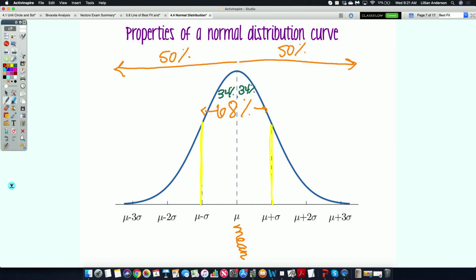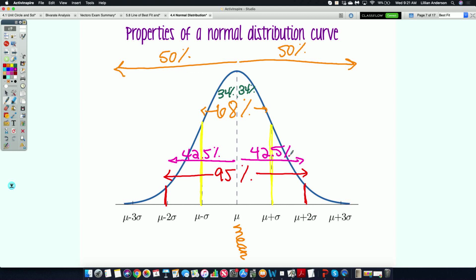Then you'll have your two standard deviations. Two standard deviations to the left, two standard deviations to the right. On your paper, that makes up 95% of your data. What's half of 95%? 42.5. So that means you'll have 42.5 to the left of your mean, 42.5 to the right of your mean.